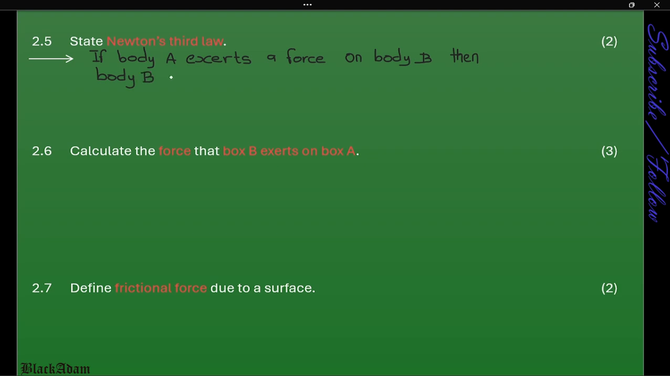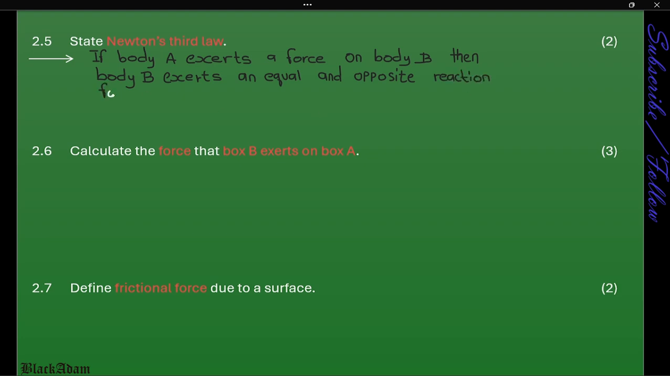You hit the wall, your hand will be painful because the wall has hit you back. So it states that if body A exerts a force on body B, then body B exerts an equal and opposite reaction force on body A.